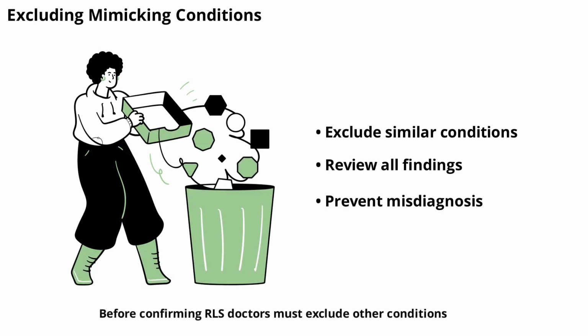Before confirming RLS, doctors must exclude other conditions that can present with similar symptoms. This includes disorders like nocturnal leg cramps, arthritis, and anxiety. They review all test results, physical findings, and patient history to ensure that no alternative explanation fits better. This exclusion process is a key safeguard against misdiagnosis and helps ensure that patients receive the most appropriate care.